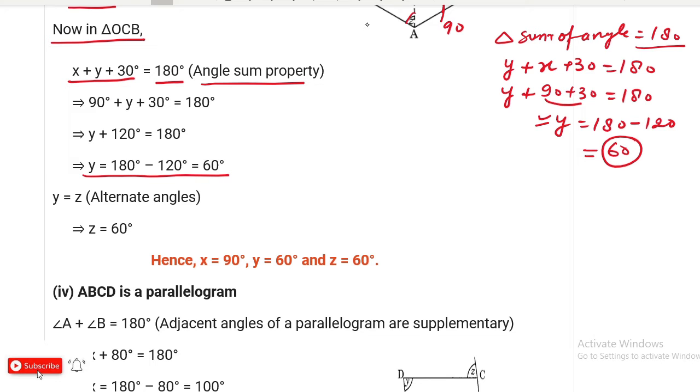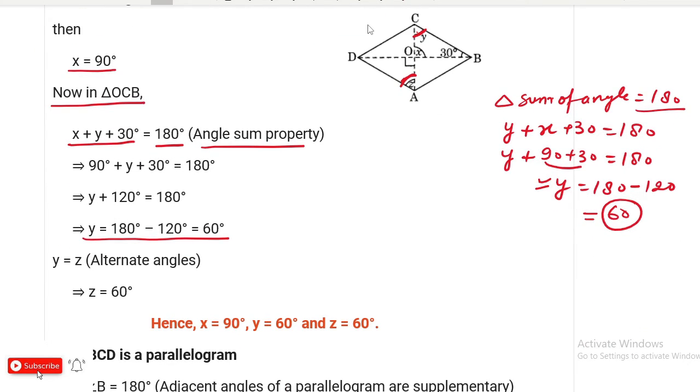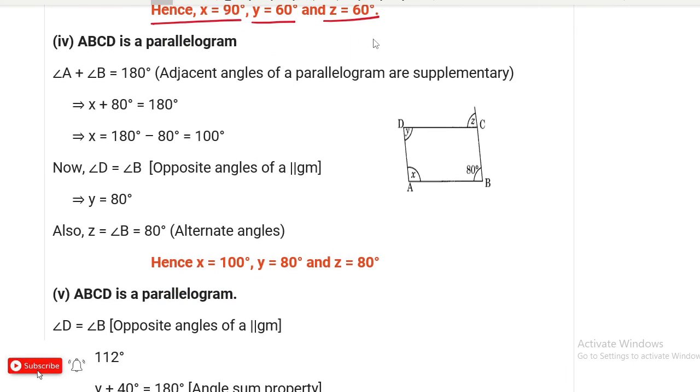Now y and z are the alternate angles. Why? Because here, see the figure. This is angle y and the angle z, and these are the alternate angles. That's why these are equal to each other. So angle z will also be equal to 60. Hence we can write here x is equal to 90, y is equal to 60, and z is also 60 degrees.